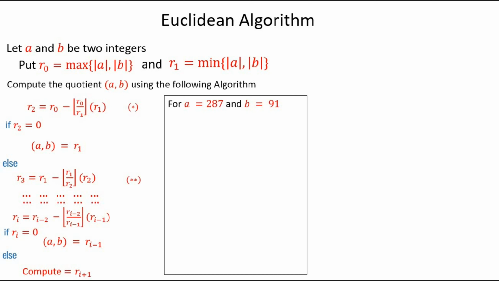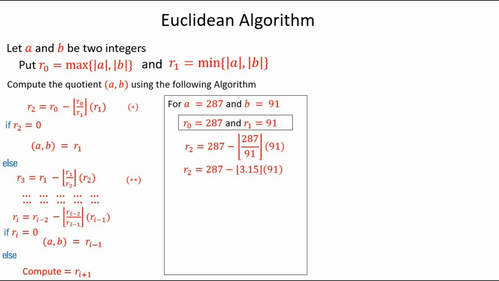For a equal to 287 and b equal to 91, since the absolute value of 287 is greater than the absolute value of 91, therefore r0 equals 287 and r1 equals 91. Put the values of r0 and r1 in equation star. That is, r2 equals 287 minus floor of 287 over 91 times 91. 287 over 91 is equal to 3.15.